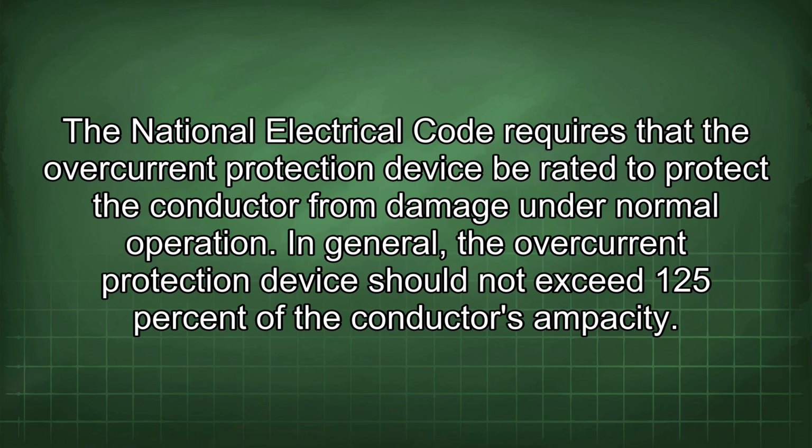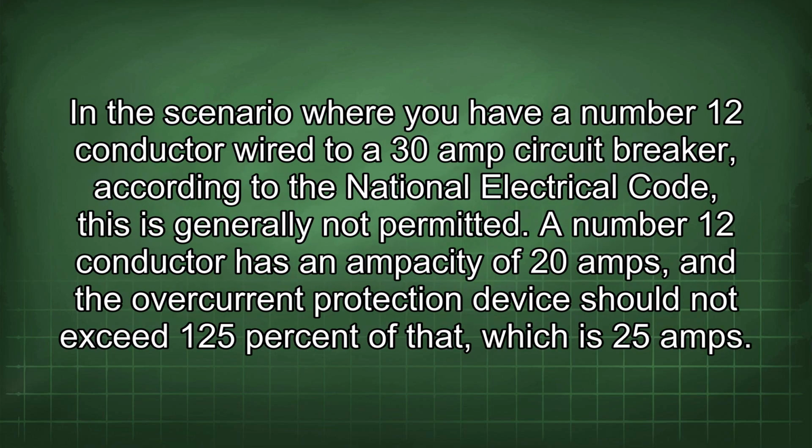The National Electrical Code requires that the overcurrent protection device be rated to protect the conductor from damage under normal operation. In general, the overcurrent protection device should not exceed 125% of the conductor's ampacity. In the scenario where you have a number 12 conductor wired to a 30 amp circuit breaker, according to the National Electrical Code, this is generally not permitted.